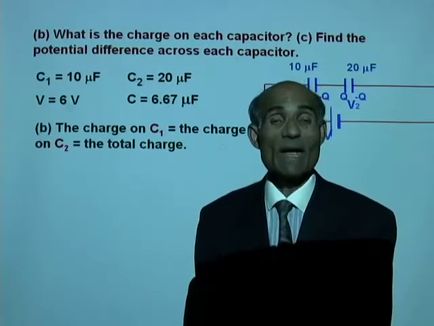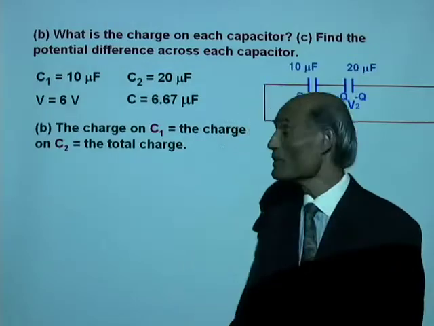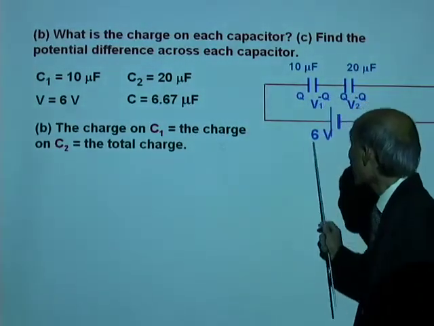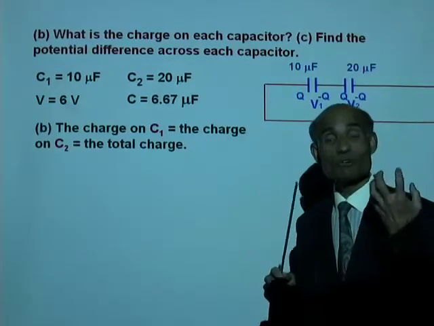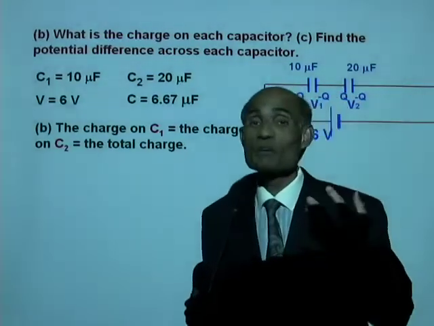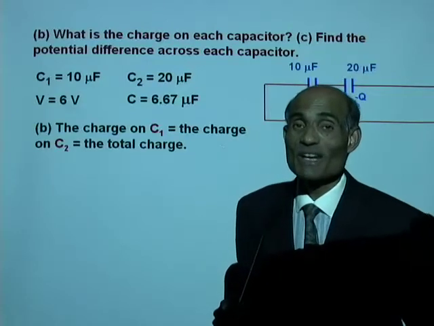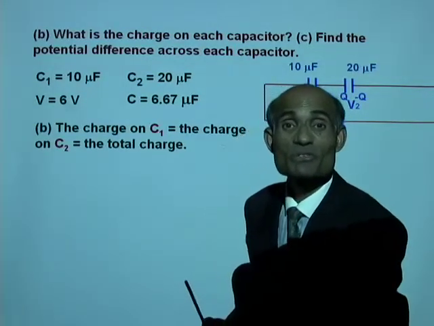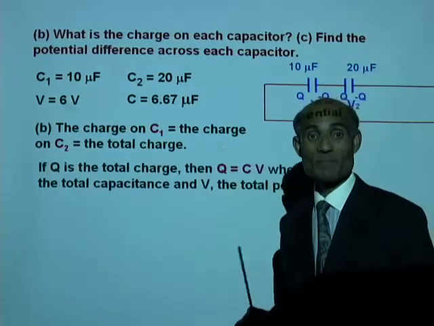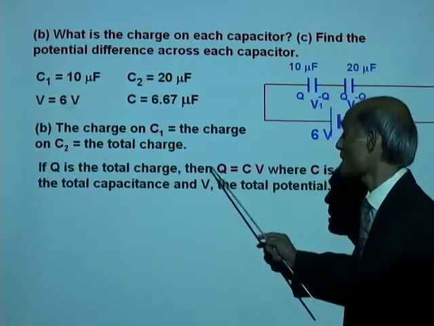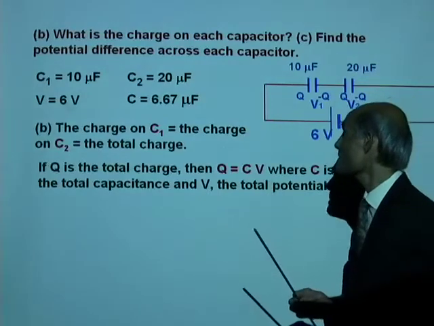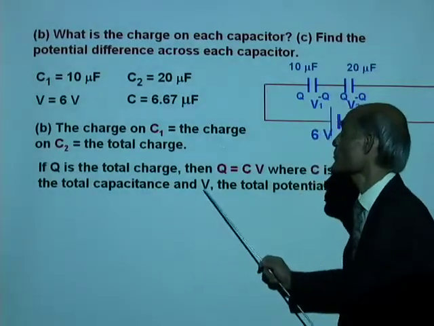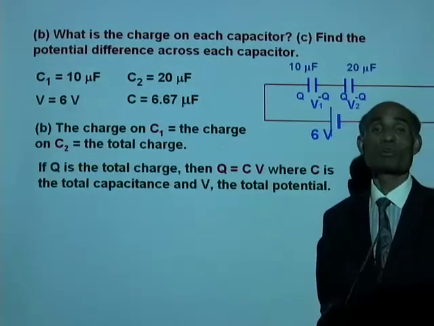Is there any way to find the total charge? Well, yes, there is a way. What is it? We know the total capacitance. We know the total voltage. If you know the total capacitance and the total voltage, can you find the total charge? Yes, Q equals CV. Is that right? If Q is the total charge, then Q equals CV, where C is the total capacitance and V is the total potential.